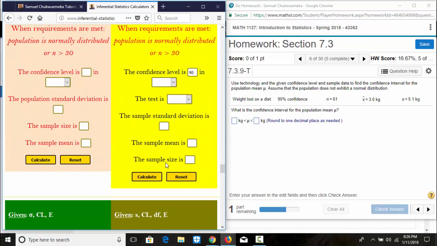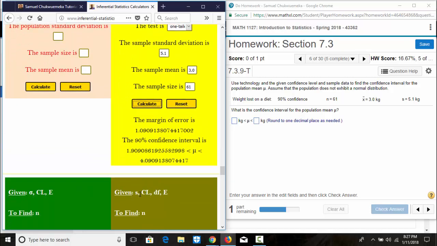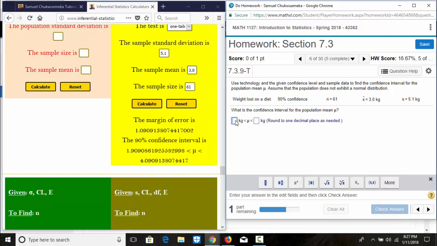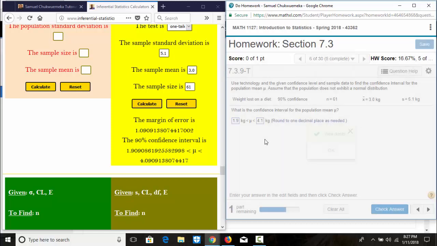Confidence level is 90%. Put 90, select percent. The test is one-tailed. Sample standard deviation is 5.1. Sample mean is 3.0. Sample size is 61. Calculate. So the confidence interval to 1 decimal place: the lower confidence limit is 1.9. The upper confidence limit is 4.1 kilogram.